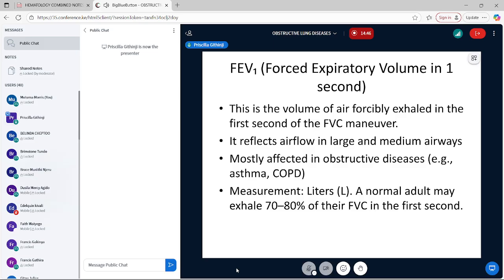For your forced expiratory volume in 1 second, this is the volume of air that is forcibly exhaled in the first second of the forced vital capacity maneuver. So if you're exhaling, the total volume you've exhaled is your forced vital capacity. But we also measure the volume that you've exhaled in the first second, and that is the forced expiratory volume in 1 second. And it usually reflects airflow in large and medium airways. So FEV1 is what is mostly affected in obstructive diseases. We've said FVC will be affected in restrictive diseases. It is also measured in liters, and a normal adult usually exhales about 70 to 80% of their forced vital capacity in their first second.